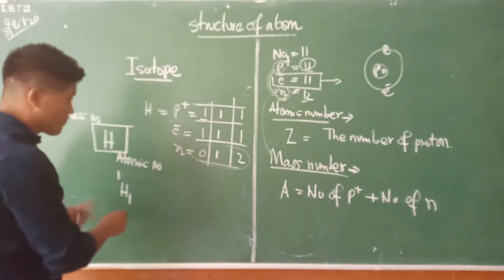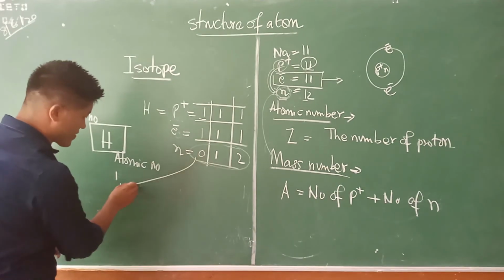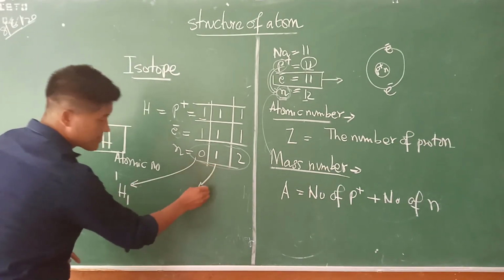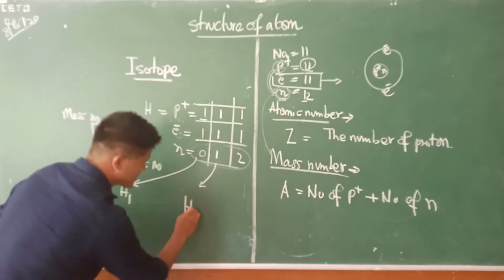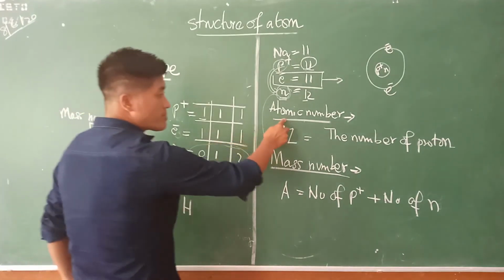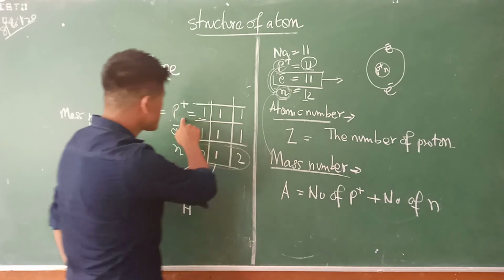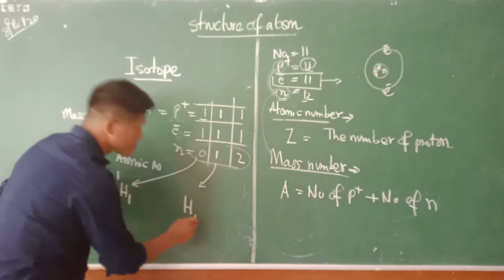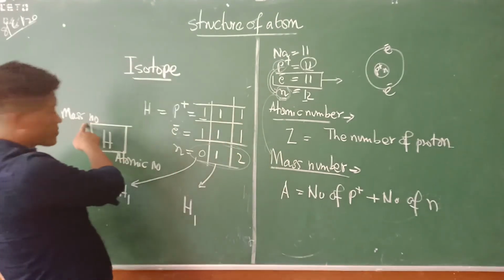So whenever the number of neutron changes, there comes another concept called isotope. Is that clear? For example, this is for that one, and now I'm going to write for this one. So hydrogen, again, atomic number. Atomic number is the number of proton. How much is the number of proton? 1.